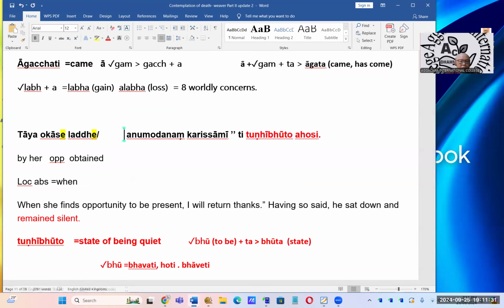then anumodana, rejoicing. A rejoicing talk, because the Buddha will give a rejoicing talk. Karissami means kari from the word karoti.